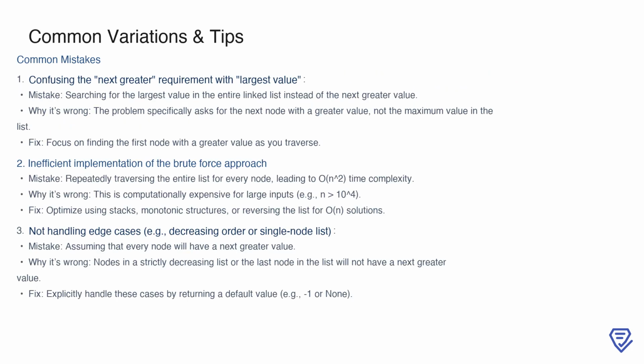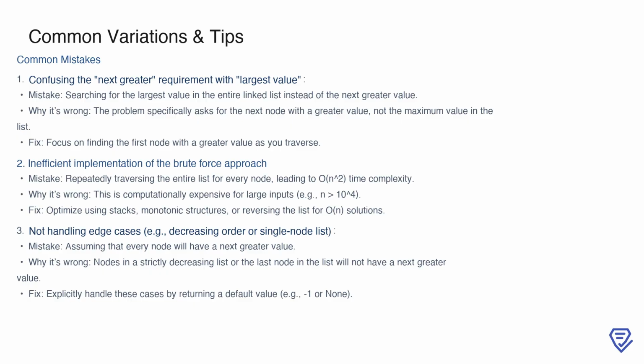When solving this problem, there are a few common mistakes to watch out for. First, some may confuse the next greater requirement with the largest value in the list. This happens when you search for the maximum value across the entire list, rather than focusing on finding the very next node with a greater value. Remember, the goal is to identify the immediate next greater node, not the largest overall.